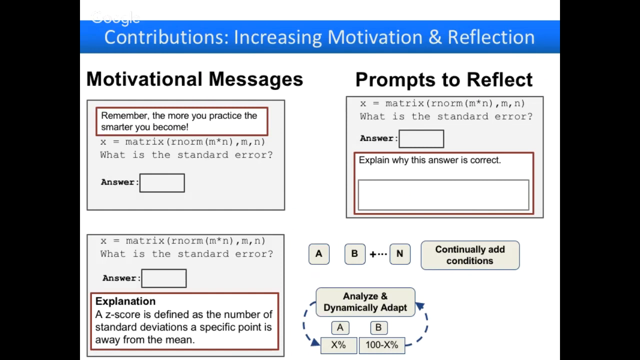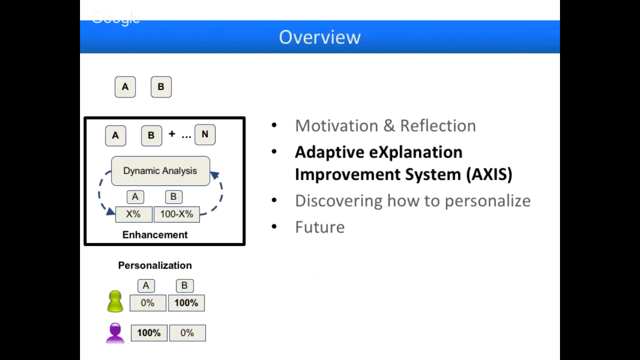For that, I'm going to look at a context where now I'm going to run experiments on which explanations we give people for how to solve problems, to see which explanations will actually help people learn. So this is the Adaptive Explanation Improvement System, or AXIS.